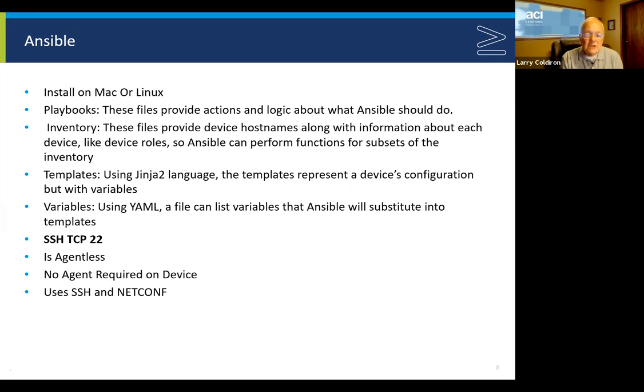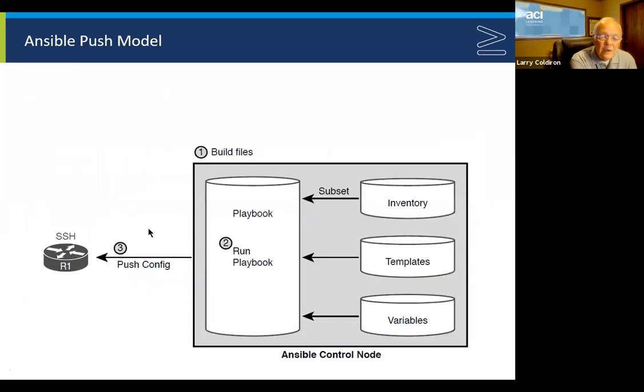And then we can use the templates with the processing in order to do some of the automation for this. The variables here are going to use the YAML language for that. It uses SSH, TCP port 22, is agentless, uses SSH and NETCONF. NETCONF, and as we move on up, we're going to use this thing called RESTCONF, representational state transfer configuration. This is just network configuration. Older devices will support NETCONF, but not RESTCONF when we do these things.